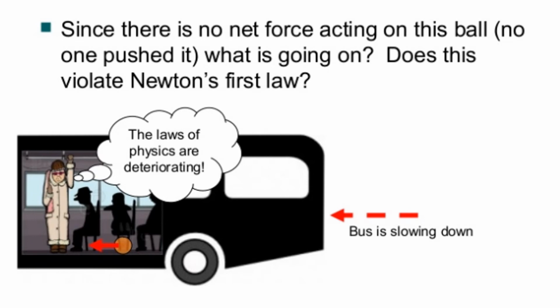What is going on? Does this violate Newton's first law? What is Newton's first law? Newton's first law is that the state of the object should remain as it is until there is an external force applied on it. The observer also wonders, are the laws of physics deteriorating, meaning are they being violated? What do you think, are these laws being violated here when the bus slowed down and suddenly the ball started to move towards the front side of the bus?